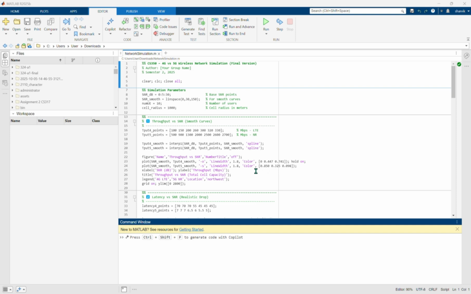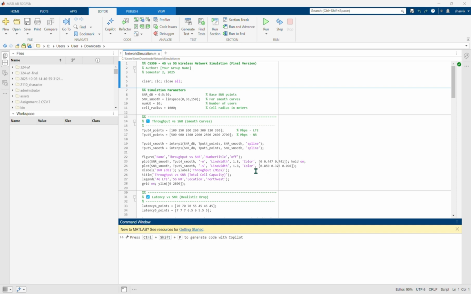We use the interp1 function with the spline and pchip interpolation to create smooth and realistic curves for our graphs, helping us clearly visualize the trends between SNR and the performance metrics.